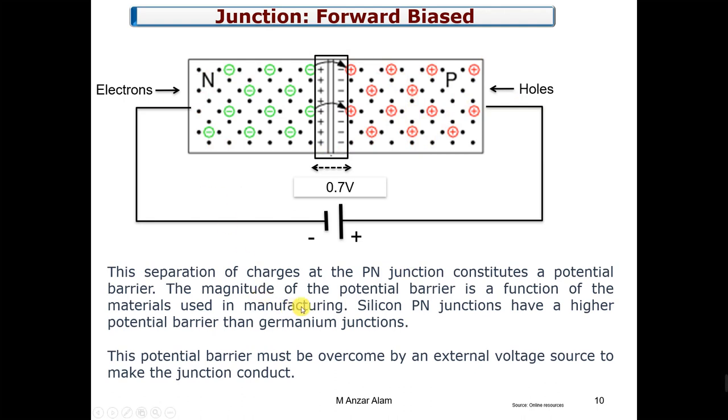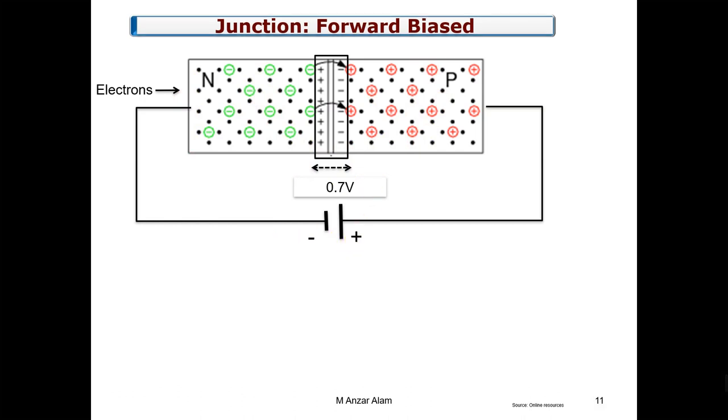Hope you understand. This separation of charges at the p-n junction constitutes a potential barrier. The magnitude of the potential barrier is a function of the material used in manufacturing silicon. This potential barrier must be overcome by an external voltage source to make the junction conduct. So the condition is that this will become a conductor, meaning electrons will again move from here to here, if we apply at this junction more voltage than the 0.7 volt. This is the condition.